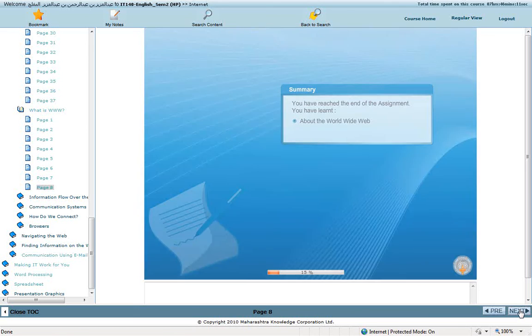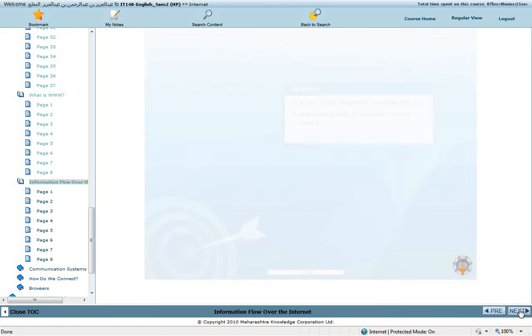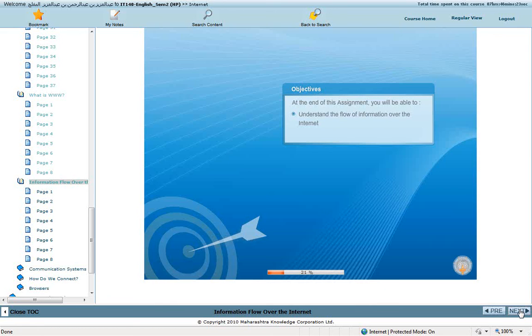Summary. You have reached the end of the assignment. You have learned about the World Wide Web. Objectives. At the end of this assignment, you will be able to understand the flow of information over the Internet.